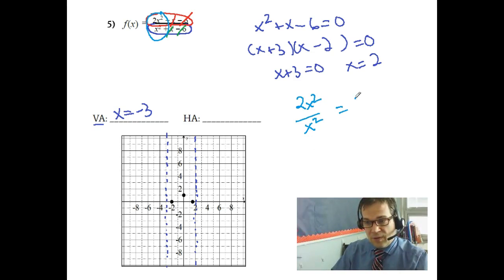The x squares will cancel, giving us a 2. So the HA will be at y equals 2. Definitely have to have both the y and the equals and the 2. That'll be a horizontal line here at y equals 2, giving me a nice horizontal boundary line.